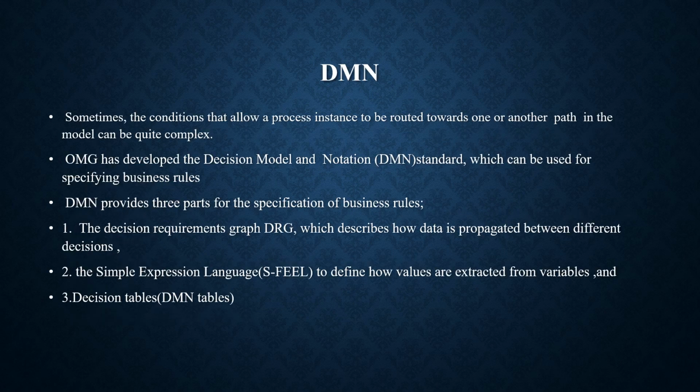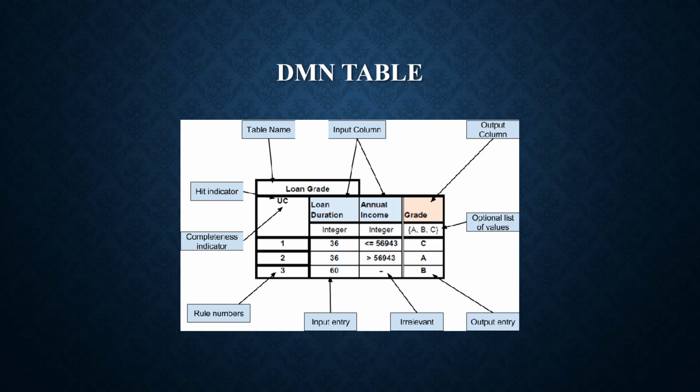DMN. Sometimes the conditions that allow a process instance to be routed towards one or another path in the model can be quite complex. OMG has developed the Decision Model and Notation standard, which can be used for specifying business rules. DMN provides three parts for the specification of business rules. First, the decision requirements graph, DRG, which describes how data is propagated between the different decisions. Second, the simple expression language FEEL, to define how values are extracted from the variables, and third, decision tables.